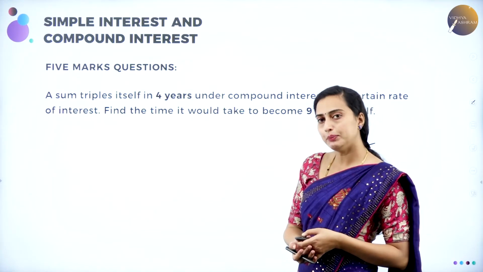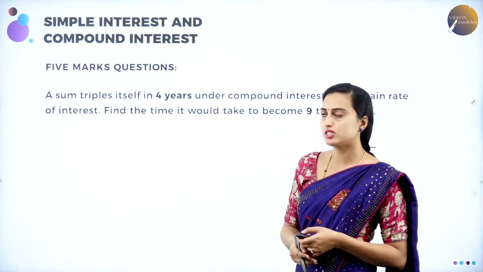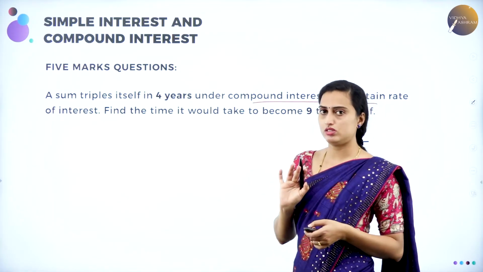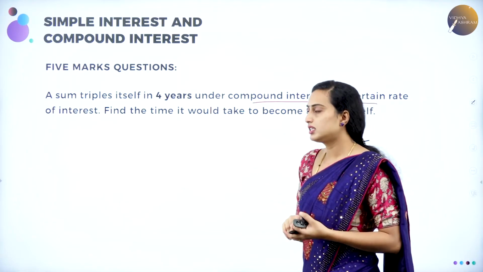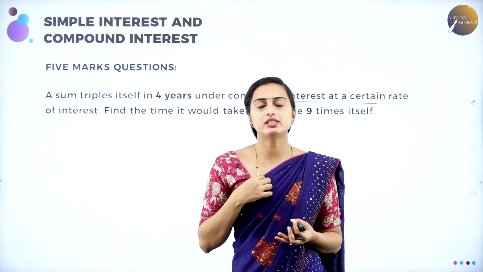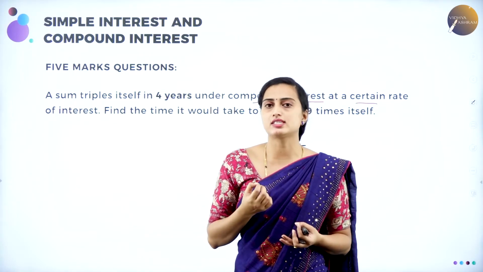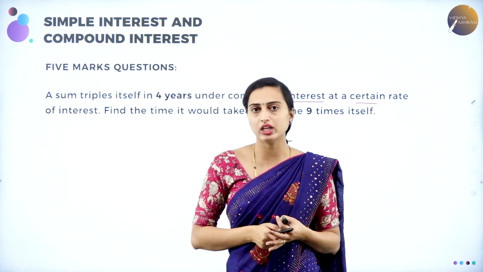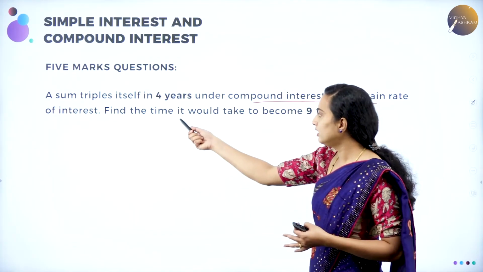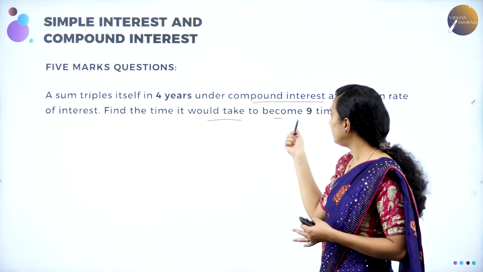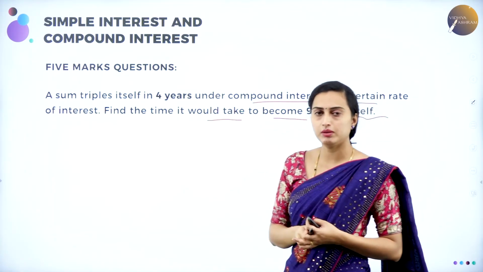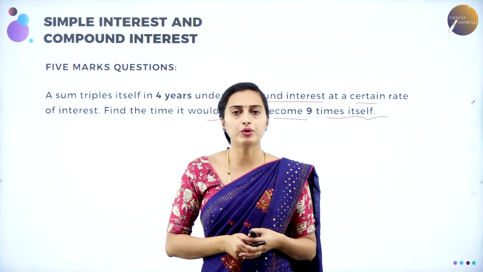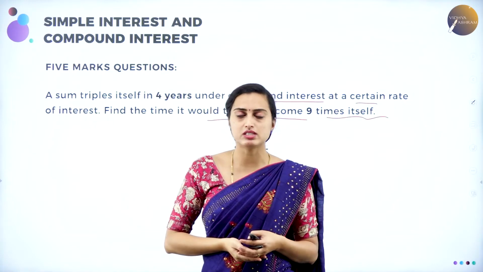A sum triples itself in 4 years under compound interest at a certain rate of interest. Okay. That means a sum triples means you are going to have it as the amount, if it is equal to x, A will be equals to 3 into x, that is 3x. Understood? Find the time it would take to become 9 times itself. That means after finding the rate of interest, you are going to consider the amount will be 9 times of that one. That means 9x.